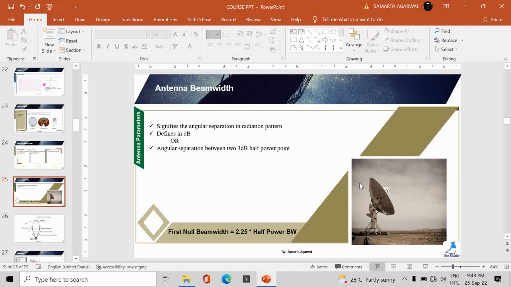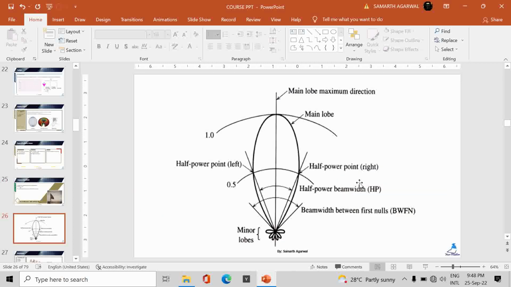Okay, and two types are there for the beam width, that is first null beam width and half power beam width. First null beam width is related to the half power beam width by 2.25 multiplied by the half power point. Generally, textbooks take it roughly as two times only, but for a more specific way, it is 2.25.